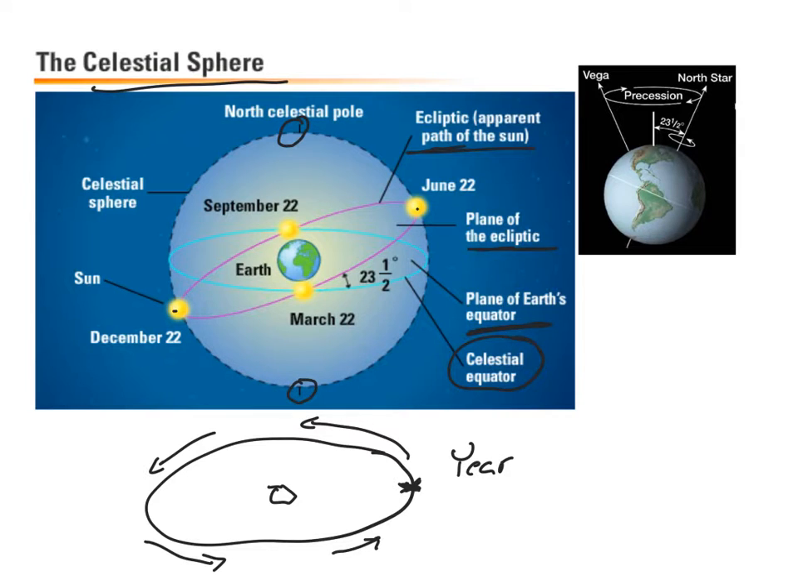Now, the last type of motion that we want to talk about is precession, and you can see it labeled right over here for you.